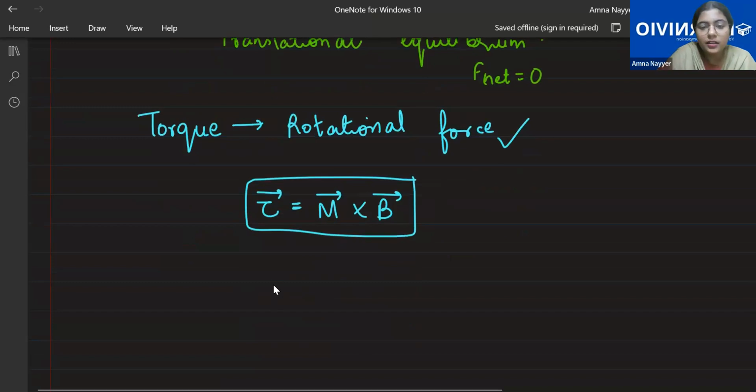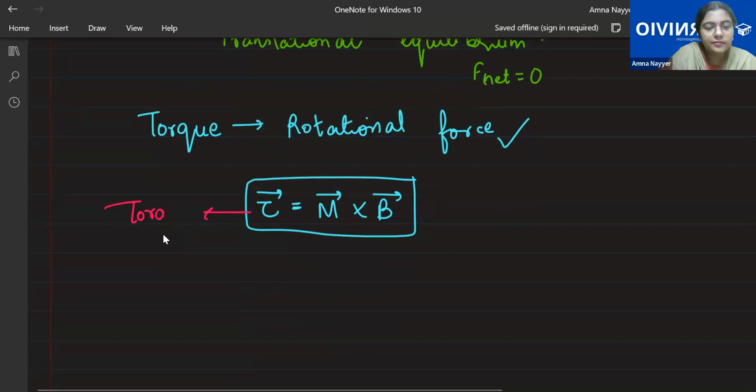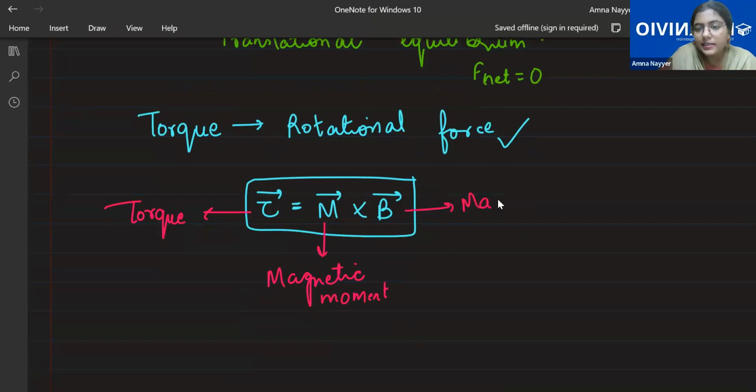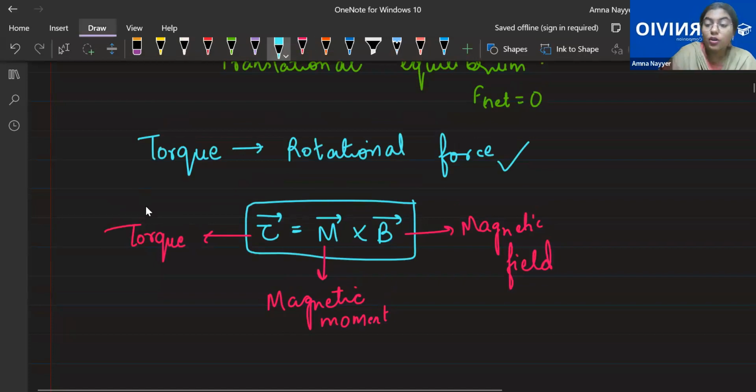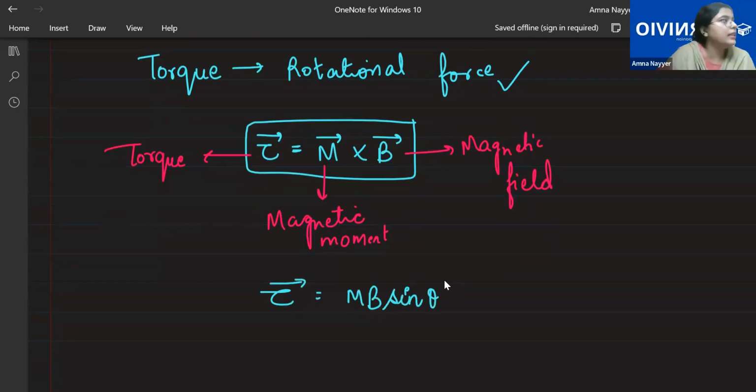You open the cross product. First, let me write down what are the variables. This is the torque. M is the magnetic moment. And B is the magnetic field. Isn't it similar to what we have done in electrostatics? P cross E. So here you have M cross B. There you had P cross E. This is M cross B. So this is magnetic field. Now here when you open the cross product, you get sine theta. So torque is equal to MB sine theta.